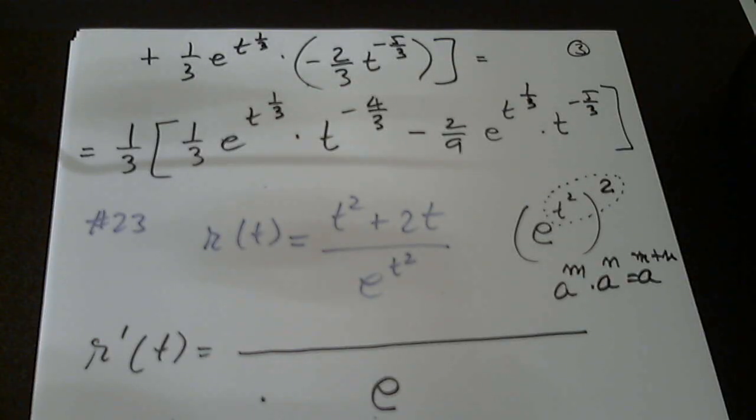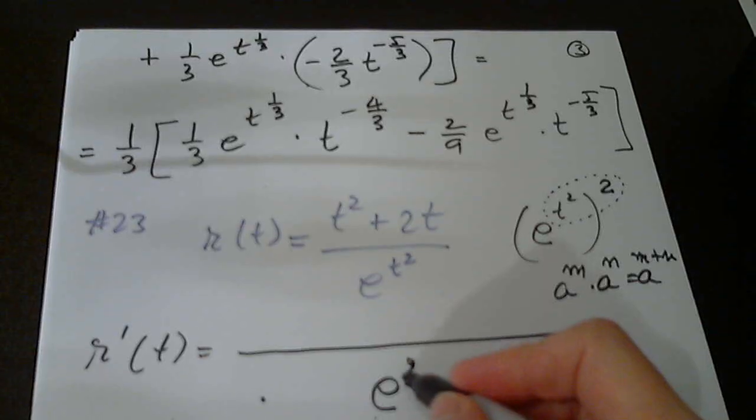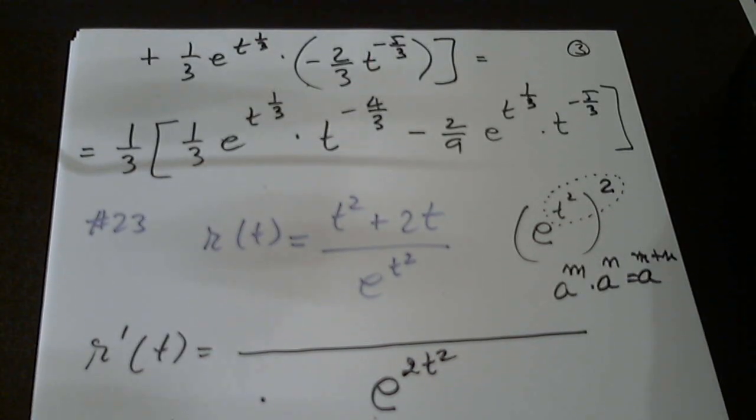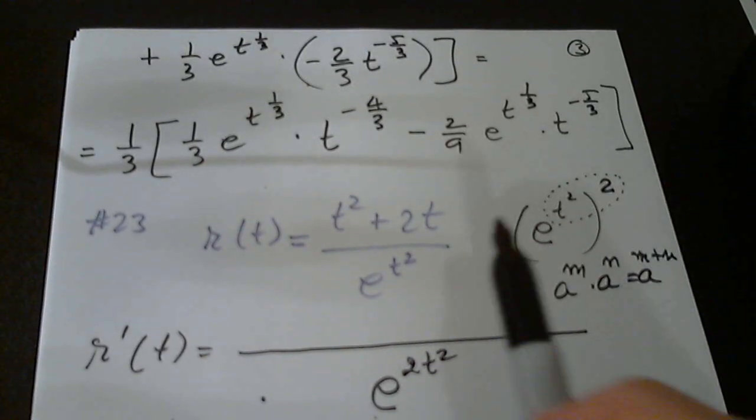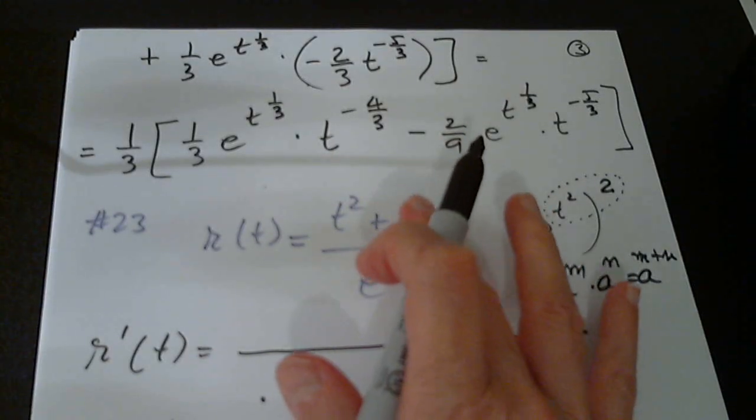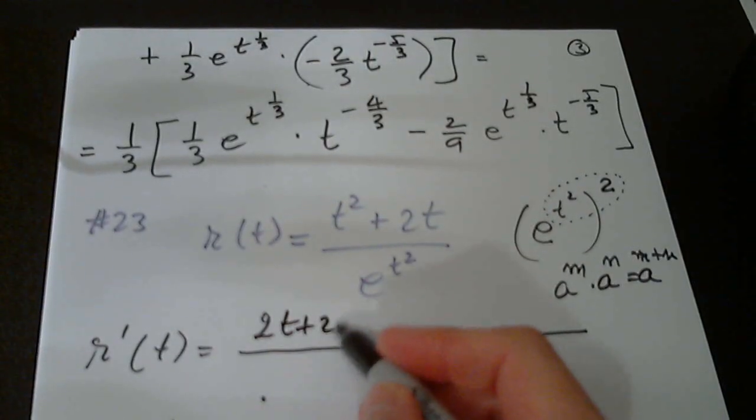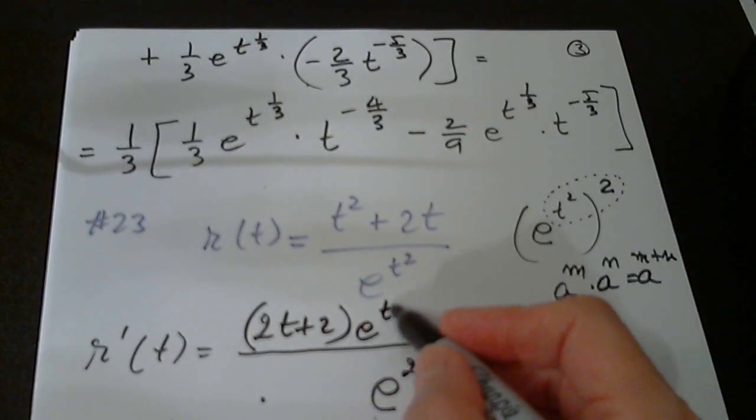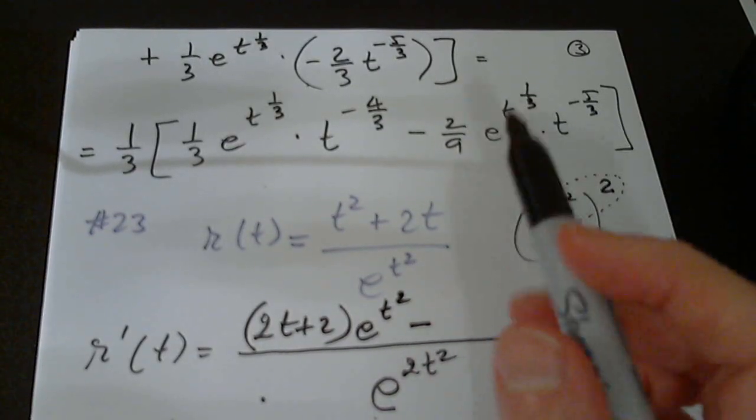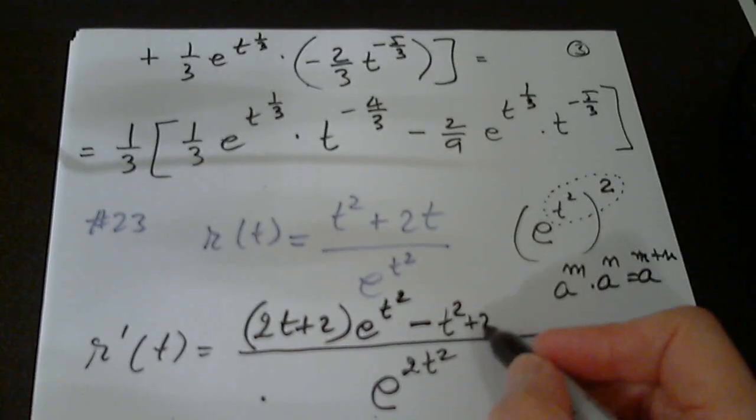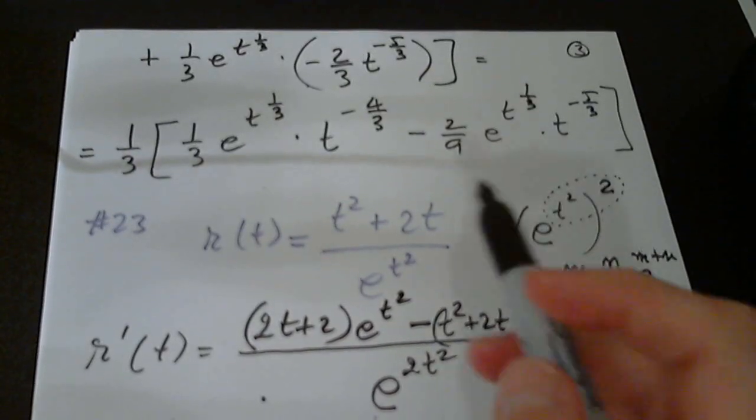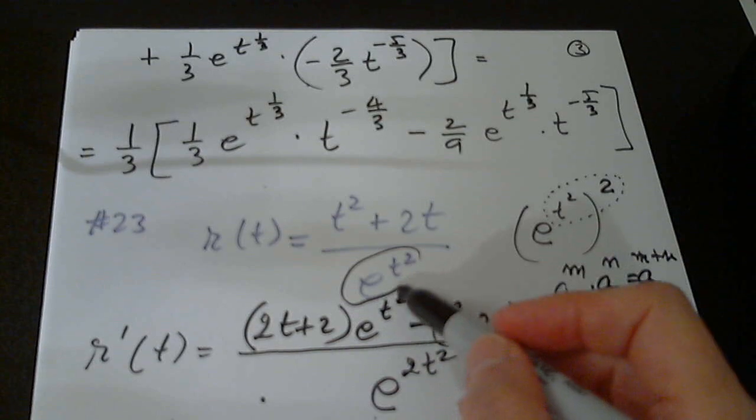Anyone else, please? Devin, what do you think? You multiply. Thank you so much. So this is indeed e to 2t squared. Excellent, thank you. So now we use the quotient rule. The top prime, 2t plus 2, times the denominator, minus the top times the denominator prime. Can anyone differentiate this for us?